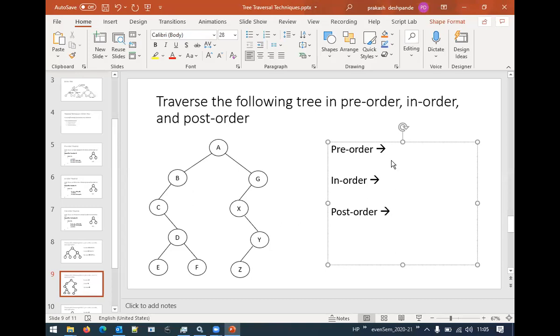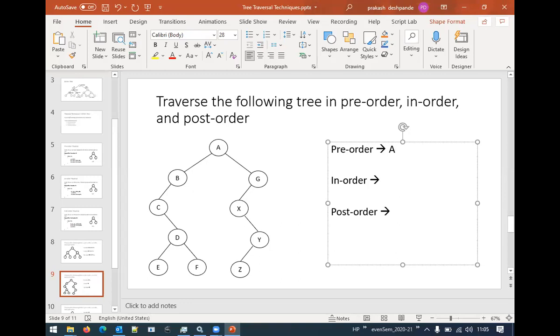Okay. Now, first we want to apply here what type of traversal? Pre-order. Okay. Now, since at the top we have a root. What is the root? A. Since it is a pre-order, should we visit it first? Yes. So that means first what I get there? A.